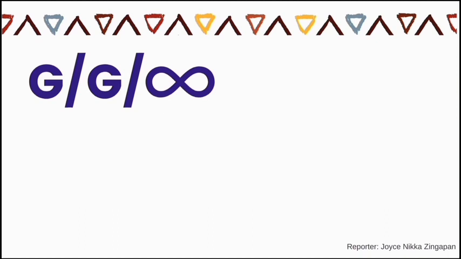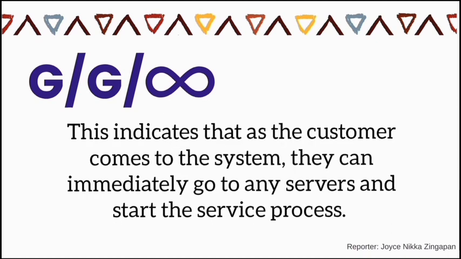GG Infinity indicates that as the customer comes to the system, they can immediately go to any server and start the service process. So in this queue model, the customers never have to wait for the service to begin because once they arrive in the system, they can immediately serve themselves. And this is why it is also called the self-service model.